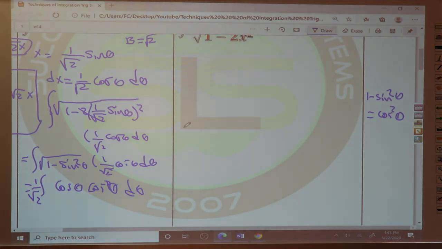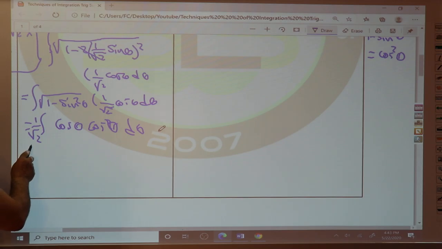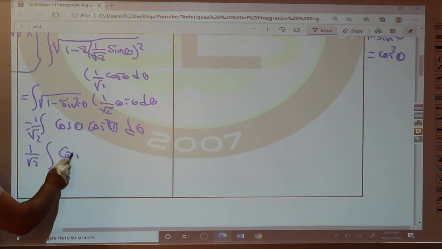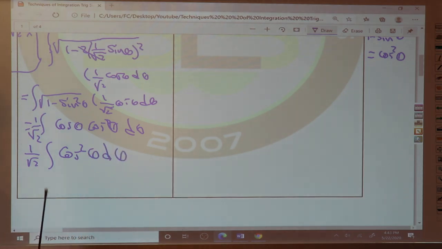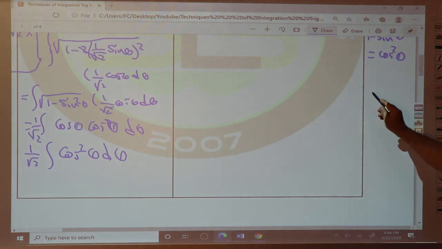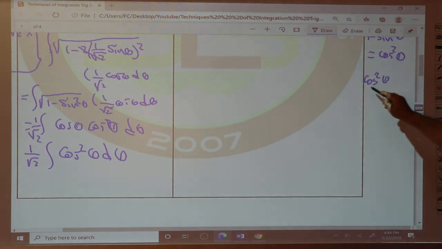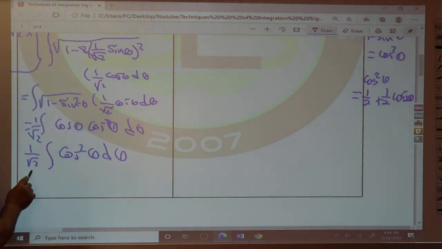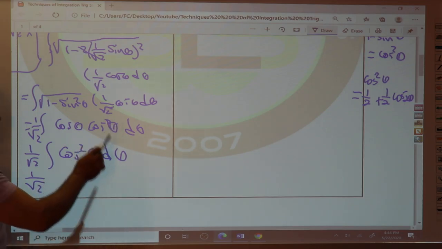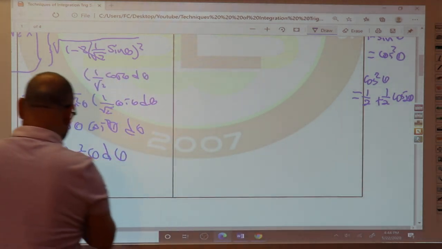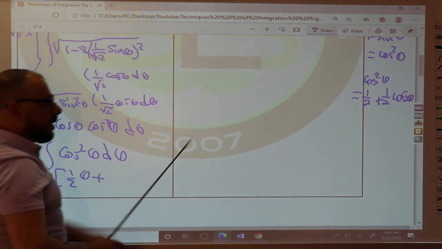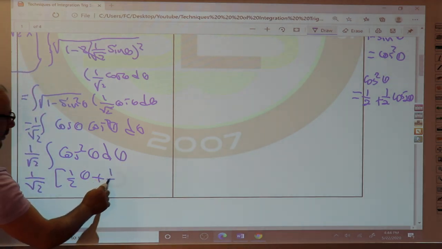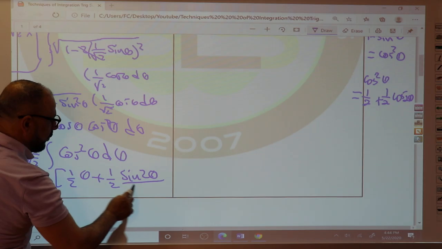Okay. Now, what we have here, integration of 1 over square root of 2, cosine square theta d theta. And this we did before. Cosine square theta equals what, guys? Cosine square theta equals half plus half cosine 2 theta. Then, okay. Now, this is half. Right? Integration of half, this is half theta. Integration of half cosine 2 theta, half sine 2 theta over 2.